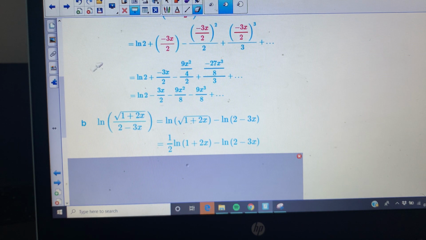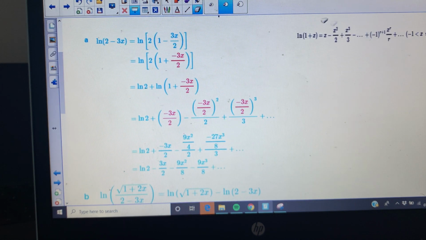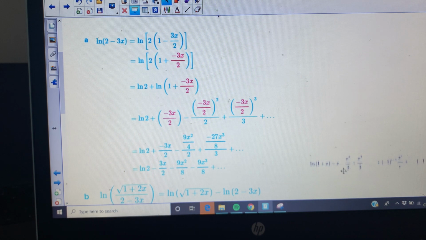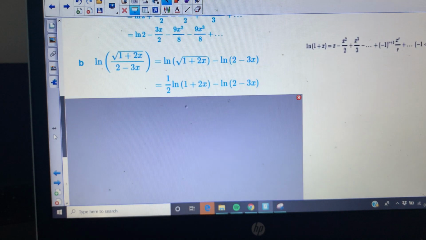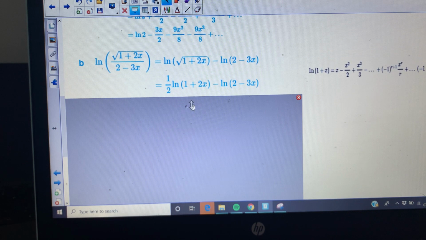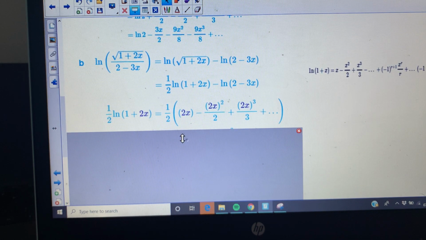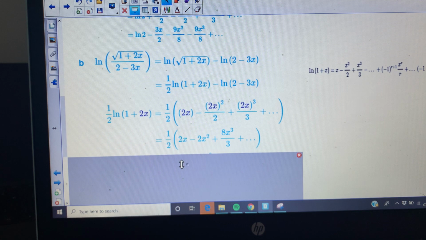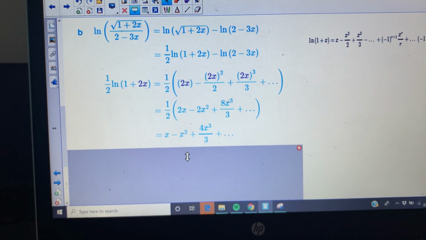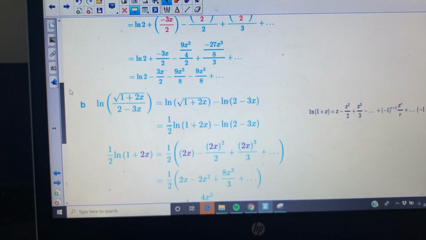Now, this first bit, you're going to be able to expand using your ln expansion. And the second bit, you've already done. So this first bit, you're going to expand by replacing x with 2x in here. So it's going to look like that. So this is just looking at this first bit. So it looks like that, multiply by a half. And then you're going to subtract this bit that you got in part A.